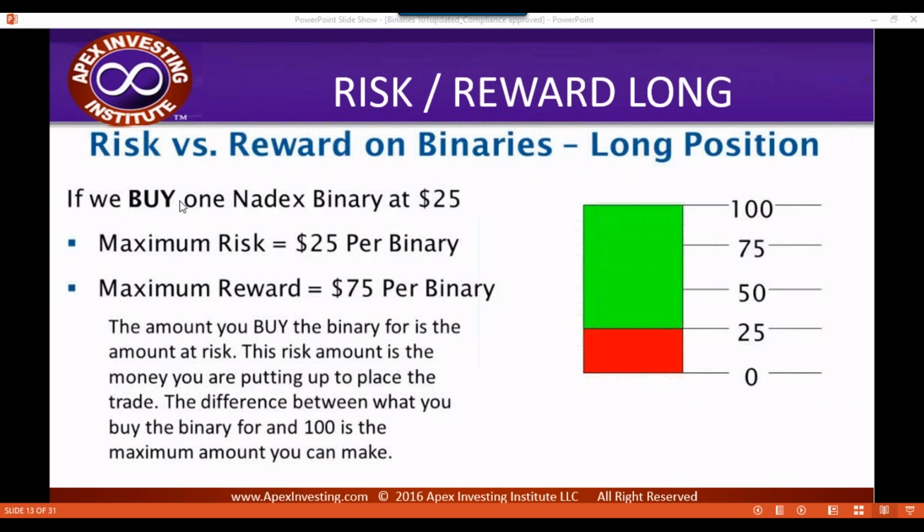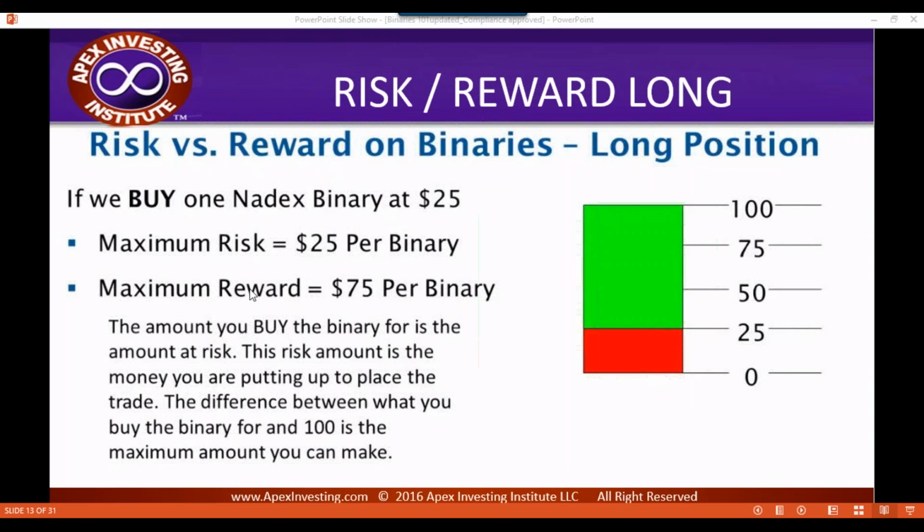So let's just say we buy one Nadex binary at $25, okay? So our maximum risk is $25. When we're buying a binary, the maximum risk is the amount we buy it for. So we buy it for $25. Our max risk is $25. At expiration, the binary will either be worth 0 or worth 100.